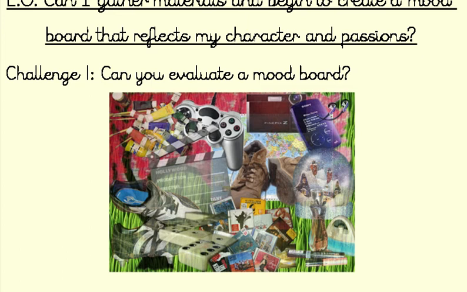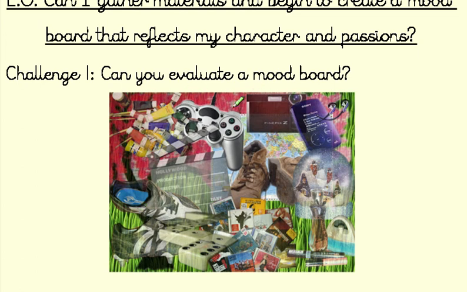So this mood board reflects a person's passions. So what they're interested in, what they like to do, what excites them. So from this mood board, I can say, oh, they've got some walking boots, some hiking boots there. Perhaps they like the outdoors. I can see they've got some football boots, so they're definitely going to be sporty. I can see they might be a bit of a gamer.